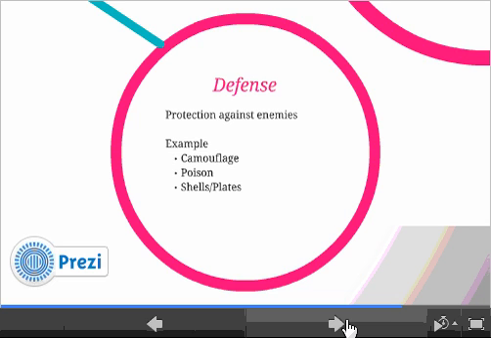We have defense. Sometimes defense is listed under responses, but defense is the protection from the enemies. Examples would be camouflage. Chameleons can change their color. Ruffed grouse look very similar to the areas that they live in. Some snakes are poisonous. Some spiders are poisonous. This is all to protect against enemies. Other animals have shells and plates to protect them.